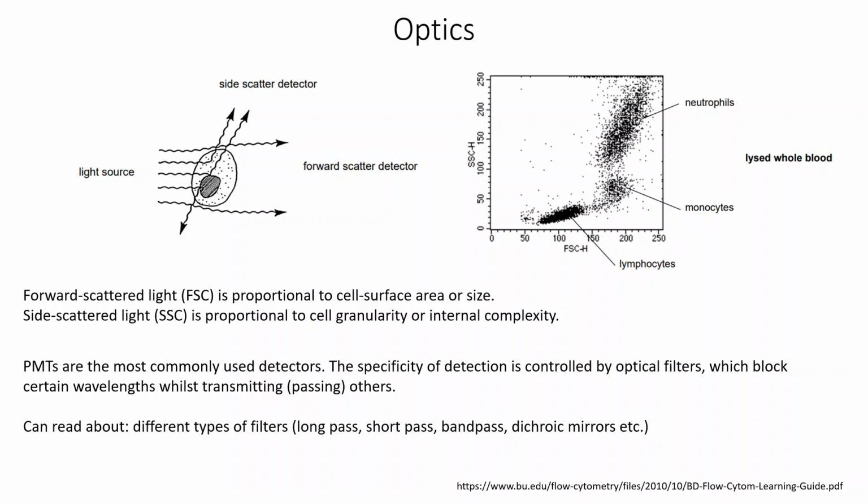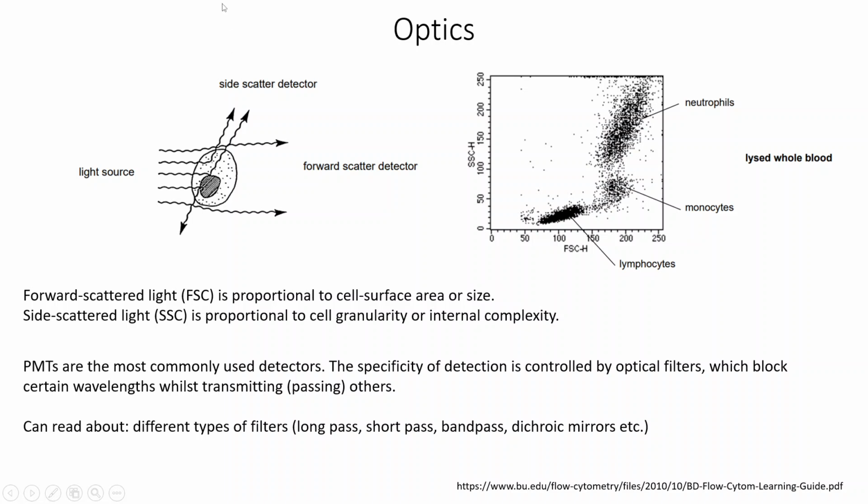So that was about the fluidics. Now the optics. I mentioned how we can look at size and granularity or internal complexity. These are given by parameters called FSC and SSC. Forward scattered light, or FSC, is proportional to the cell surface area or the size of the cell.